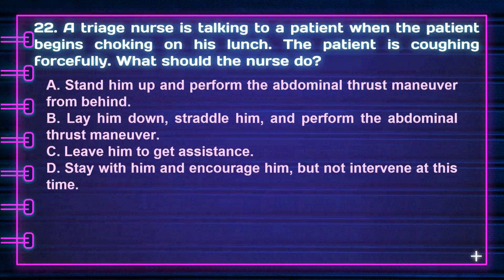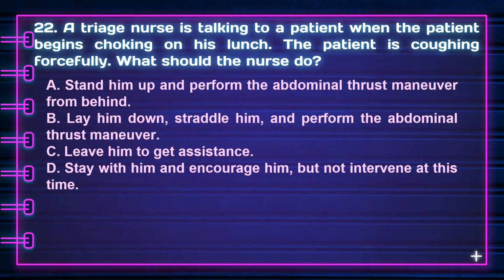22. A triage nurse is talking to a patient when the patient begins choking on his lunch. The patient is coughing forcefully. What should the nurse do? A. Stand him up and perform the abdominal thrust maneuver from behind. B. Lay him down, straddle him and perform the abdominal thrust maneuver. Or C. Leave him to get assistance. Or D. Stay with him and encourage him but not intervene at this time.